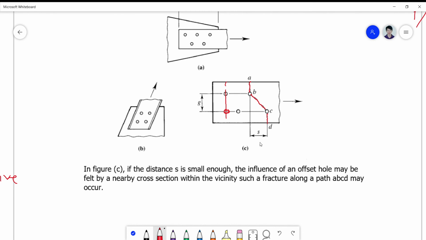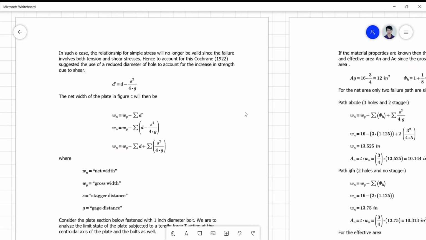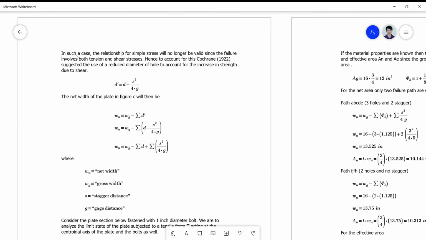Okay, so how do you solve for this distance S? So we have a formula to account for that. And doing so will give a stronger or a bigger equivalent net width that will increase the capacity of your connection. Okay. So to illustrate on that, we will be talking of some formula here.